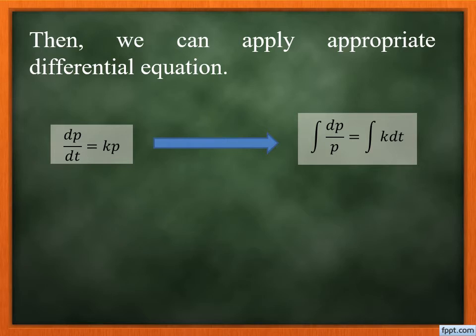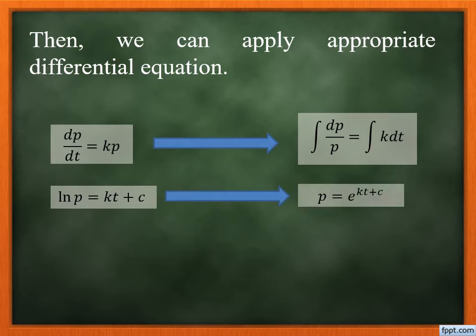Integrating the equation, that will give us ln P is equal to kt plus C. Simplifying, we have P is equal to e raised to kt plus C, and that gives us the simplest form of the equation, P is equal to C e raised to kt. So the C is the constant.